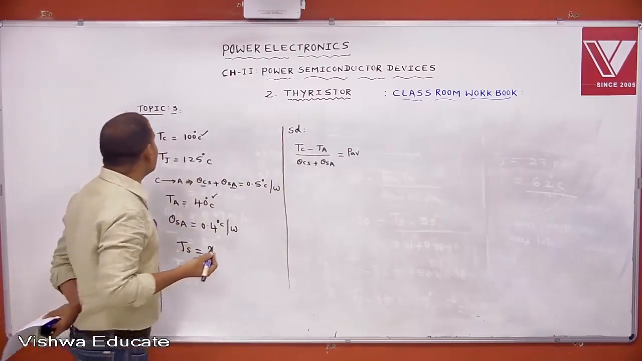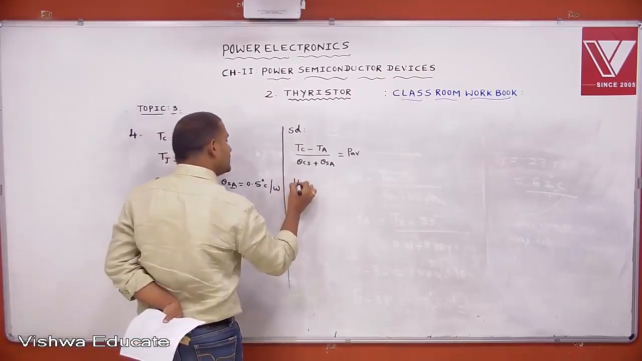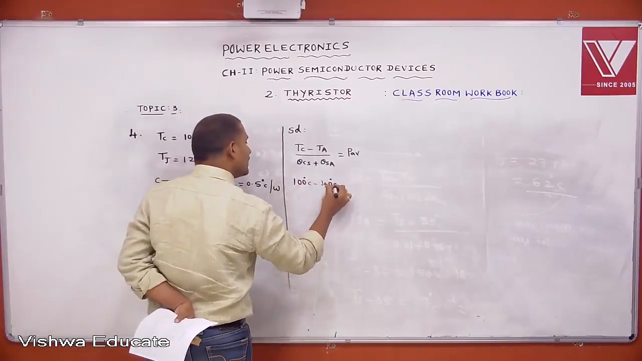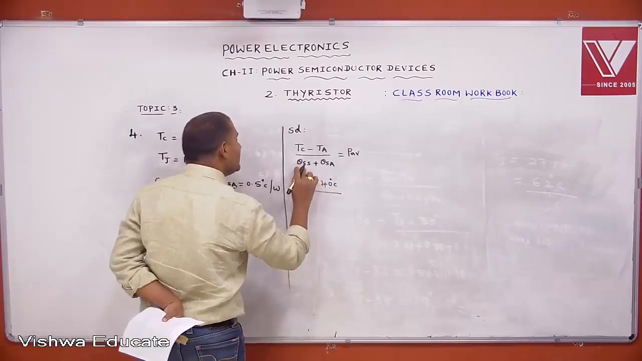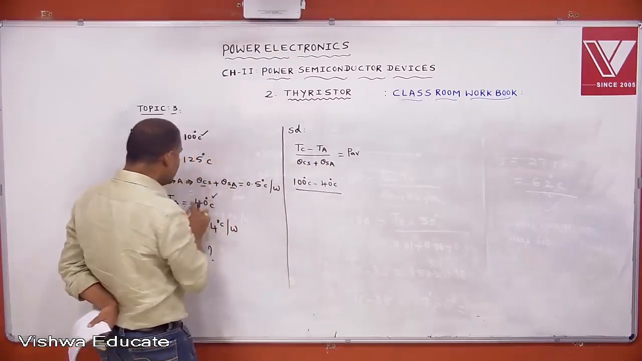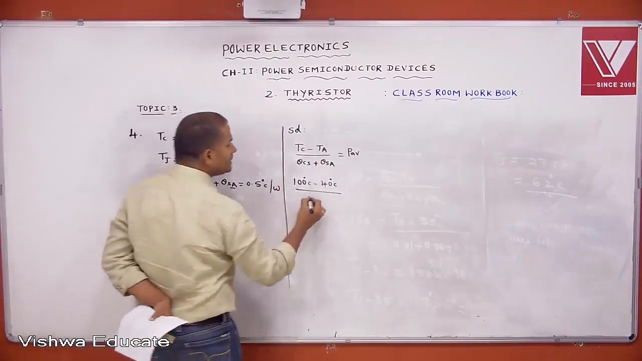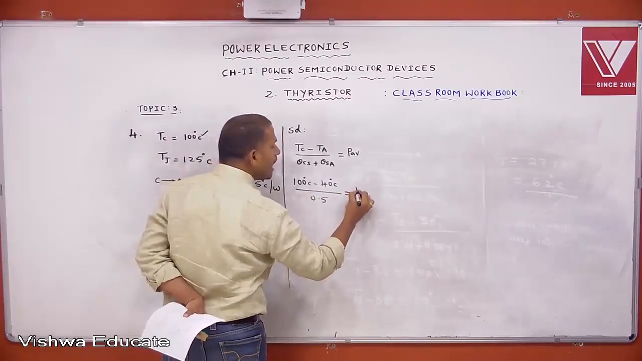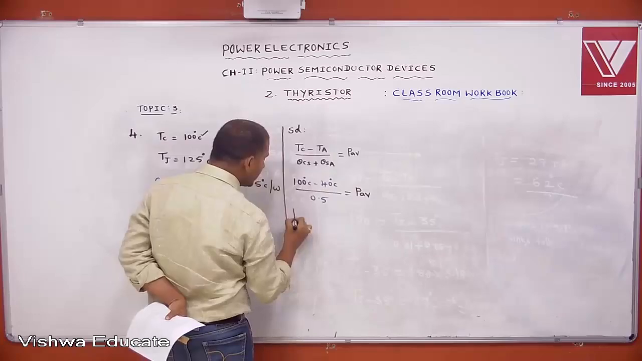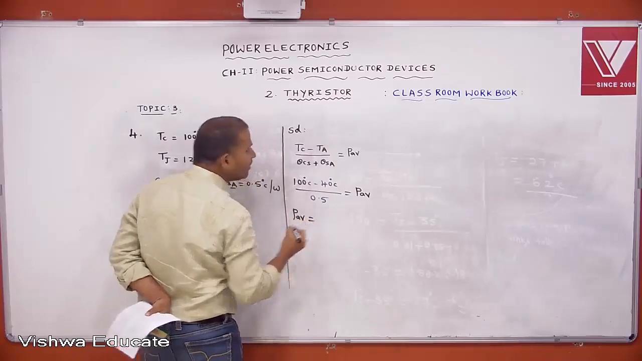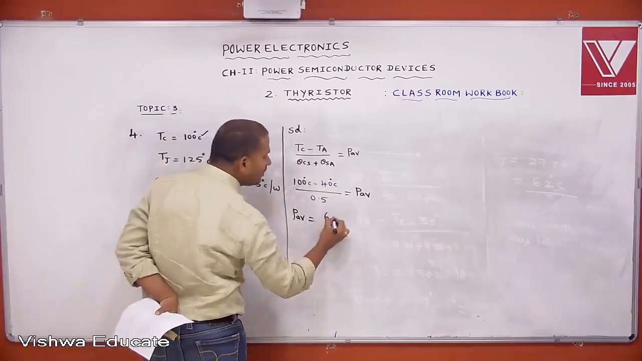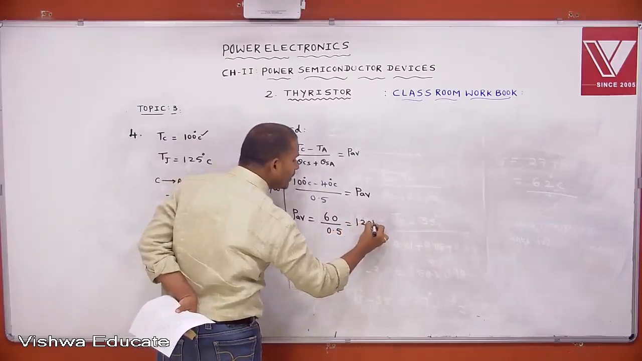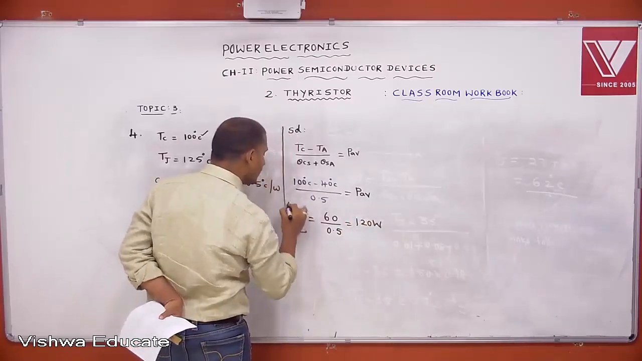Now, what is the casing temperature? 100 degrees centigrade. What is the ambient temperature? 40 degrees centigrade. What is theta Cs plus theta Sa? This is given as 0.5 degrees centigrade per watt. How much average thermal power can you get? Average thermal power equal to 60 by 0.5, which is 120 watts. This is the average thermal power.